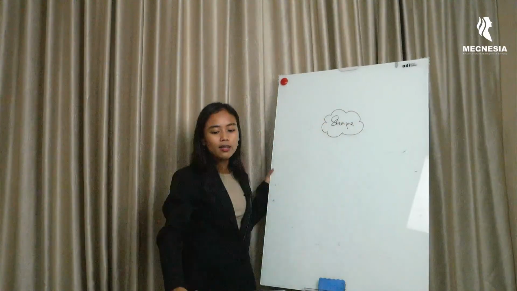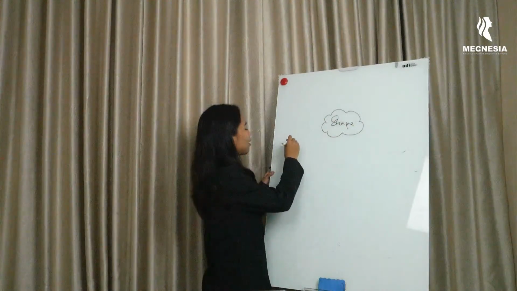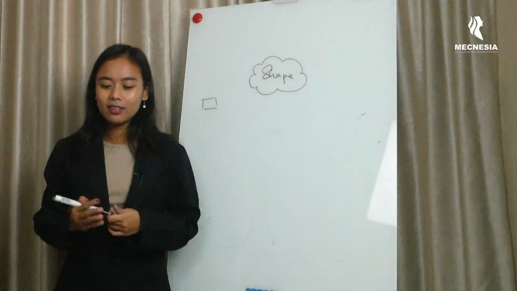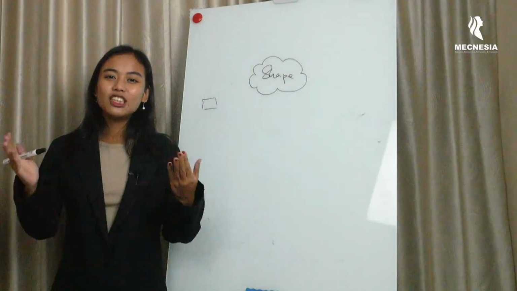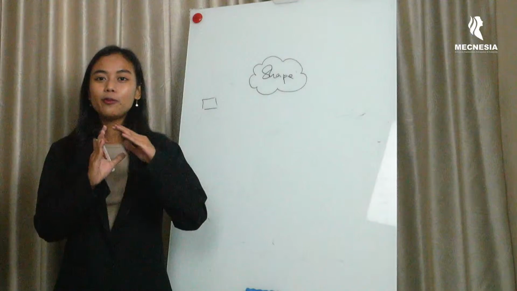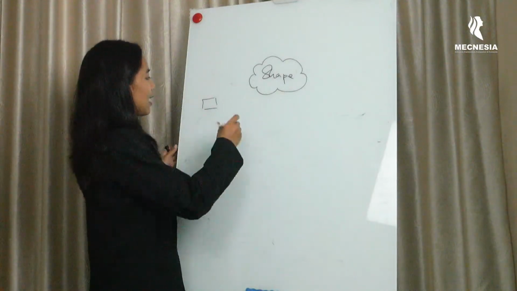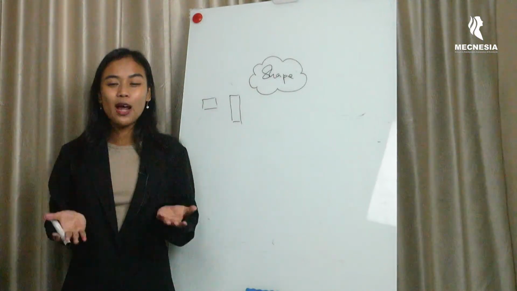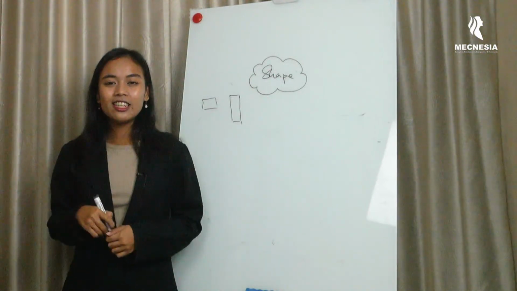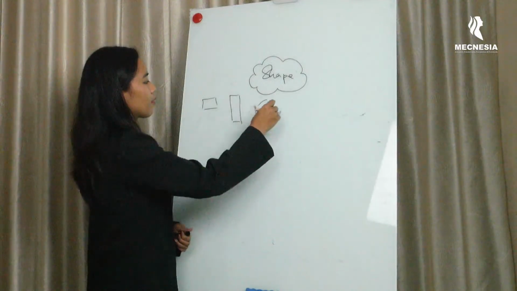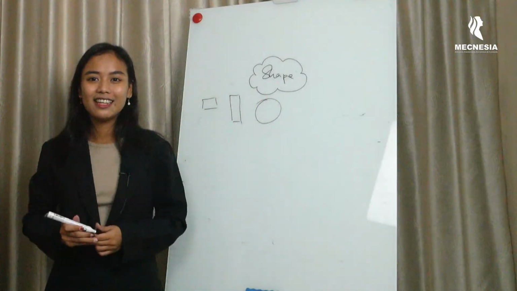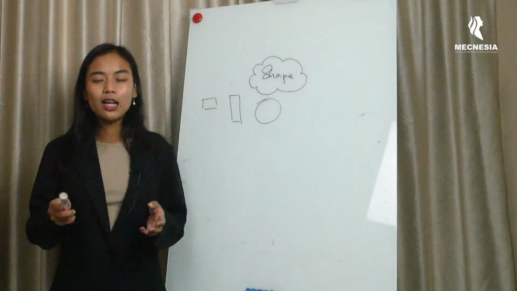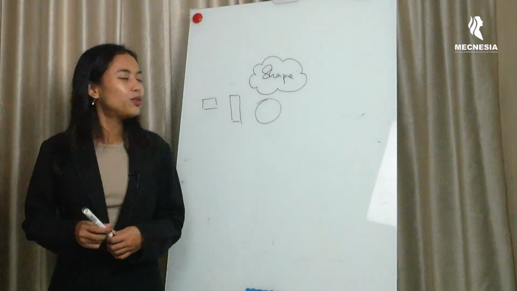Okay, the first one there we have bentuk kotak. It's square. Let's pronounce it with me. Square. Next we have persegi panjang. Rectangle. The next one we have circle. Bundar. Next, bundar atau lingkaran. Circle.